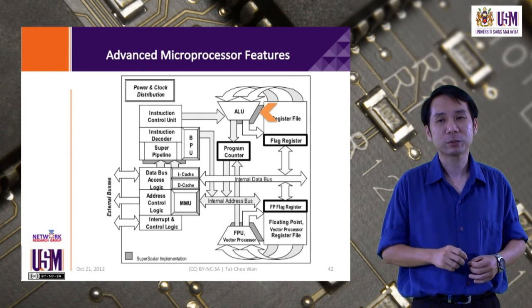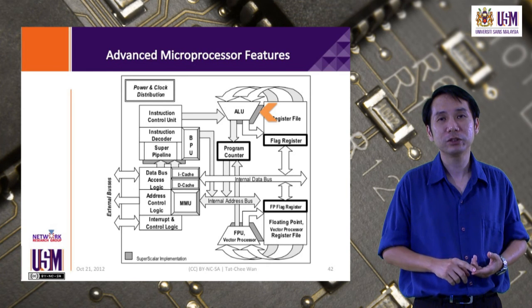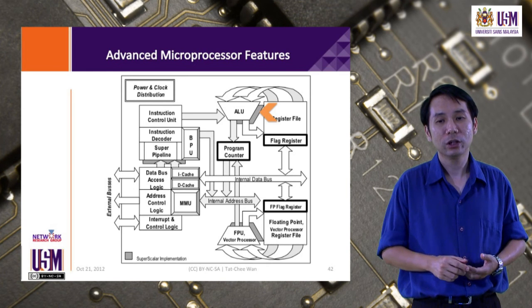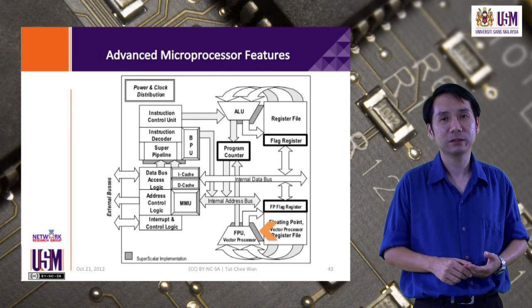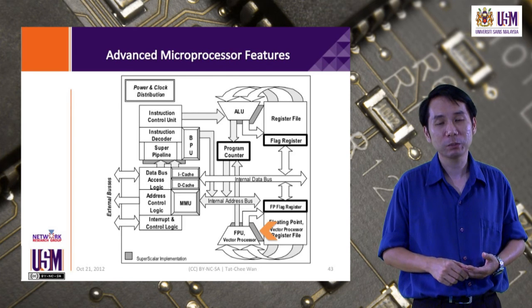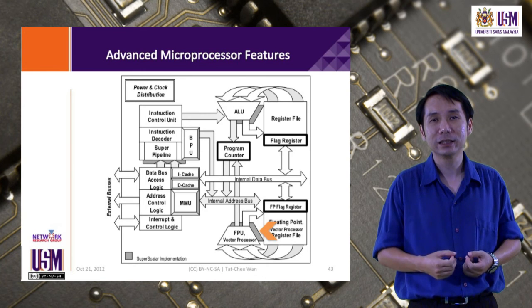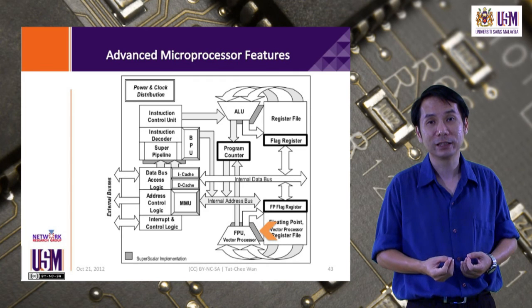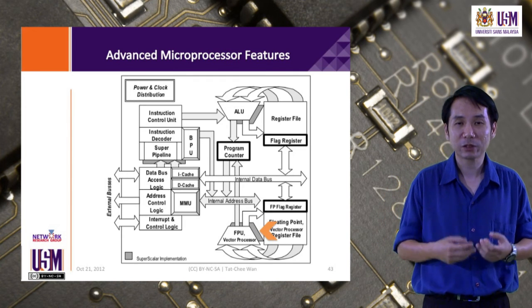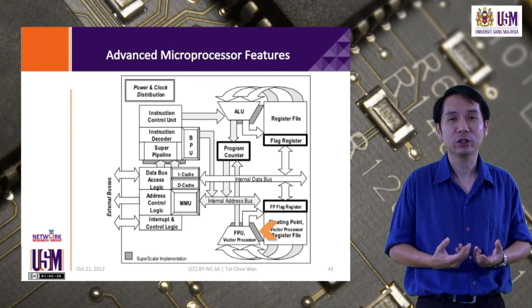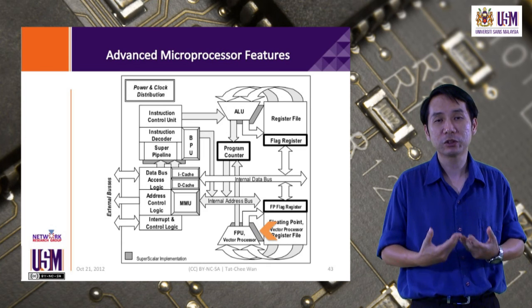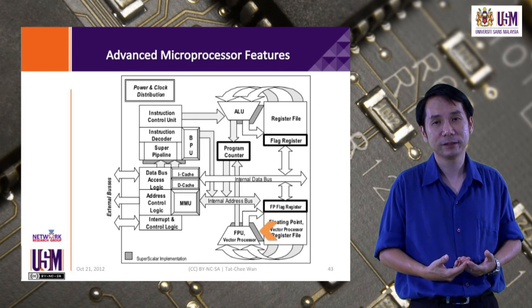Finally, advanced microprocessors may include multiple copies of the ALU or even additional dedicated processors such as the floating point unit or vector processors that perform dedicated tasks such as video and audio encoding and decoding. Now, advanced microprocessors may include multiple cores in the same die to improve the throughput and performance of the processor.